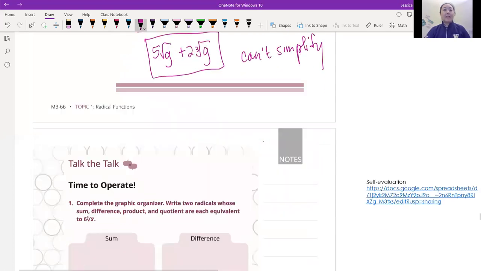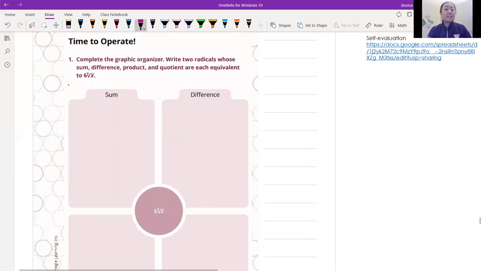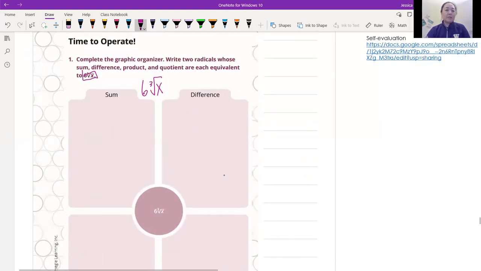All right. Now, I had told you guys this would be great to know. This is actually a good exercise. So this is the sum, difference, product, and quotient. So we want 2 radicals that either add up to 6 cube root of x, or when you subtract, when you multiply, and when you do the quotient, right? So this is good practice. This is actually quite interesting. So I would recommend that you try this. There are a lot of different ways to do it.